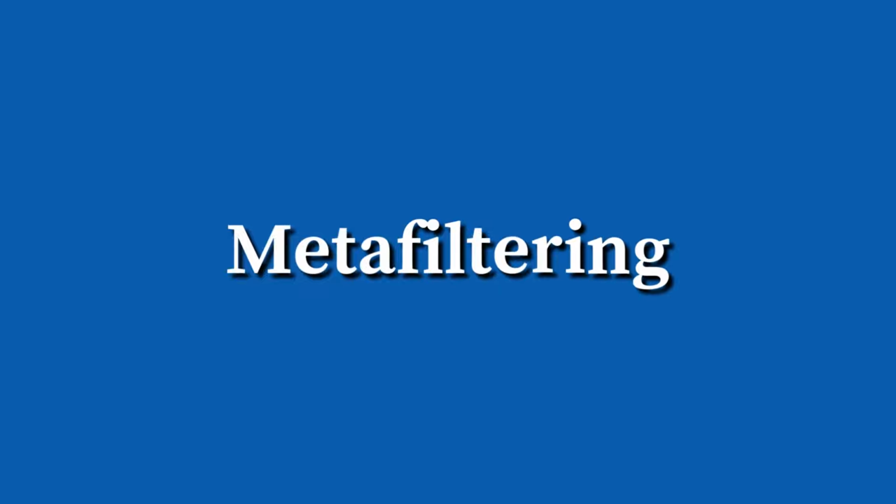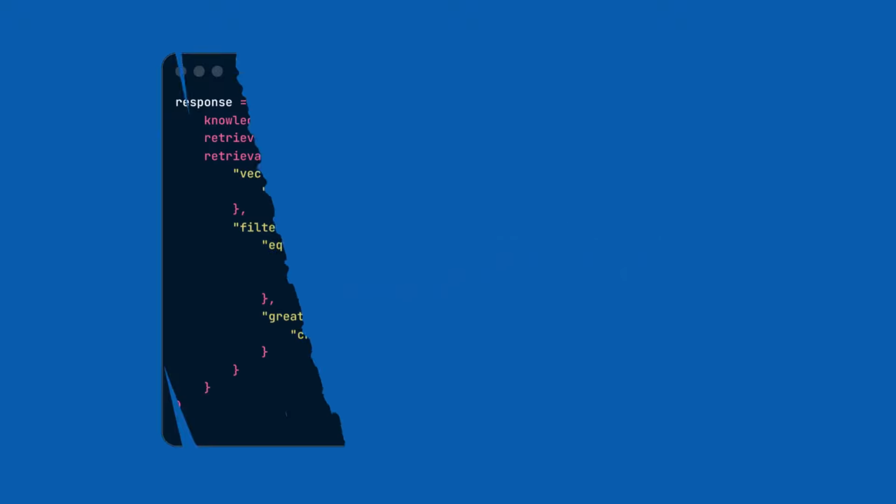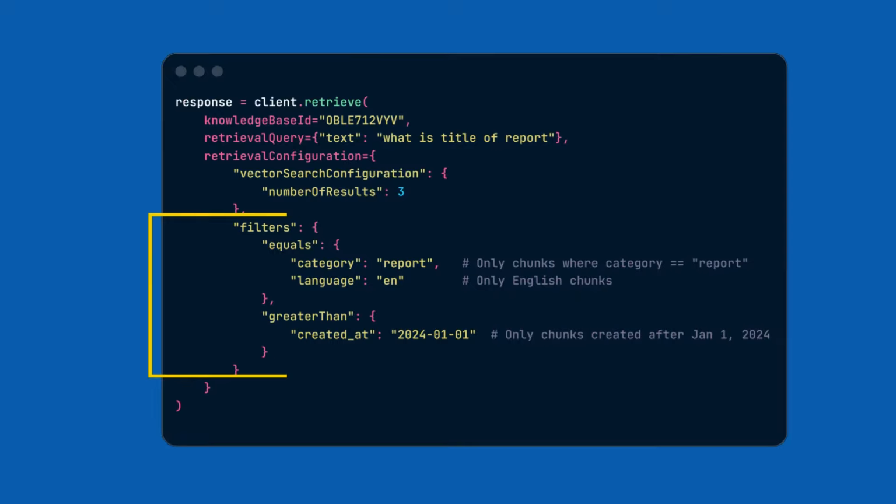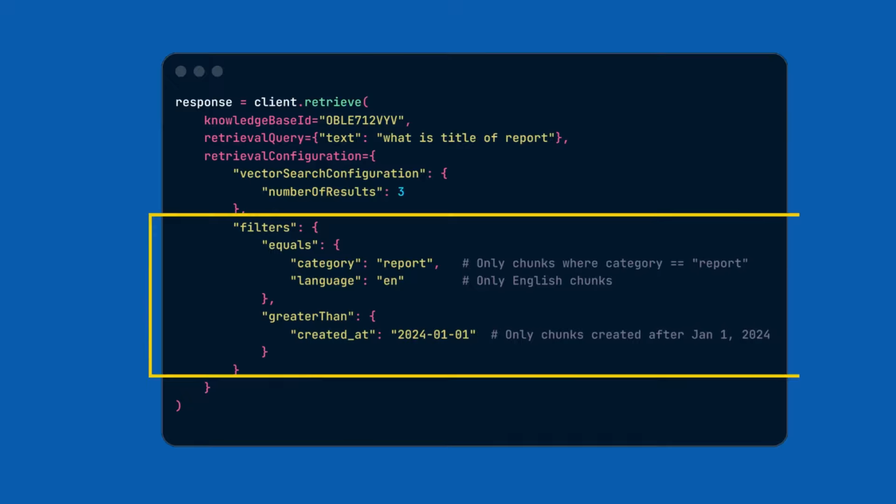If your data is stored in chunk format, whether as plain text or JSON, you can apply a metadata filter to refine the results. A metadata filter works by mapping fields from your JSON file and applying conditions to filter out only the data you need. For example, you might filter by category, language, or creation date. This ensures that when you run a retrieval query, Bedrock only returns chunks that match those specific criteria.